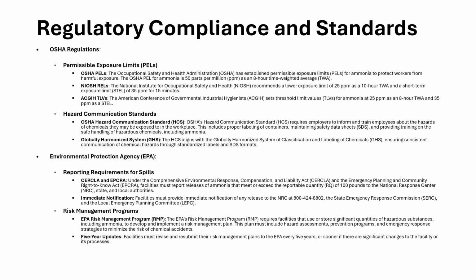Risk management programs. The EPA's risk management program requires facilities that use or store significant quantities of hazardous substances, including ammonia, to develop and implement a risk management plan. This plan must include hazard assessments, prevention programs, and emergency response strategies to minimize the risk of chemical accidents. 5-year updates. Facilities must revise and resubmit their risk management plans to the EPA every 5 years, or sooner if there are significant changes to the facility or its processes.